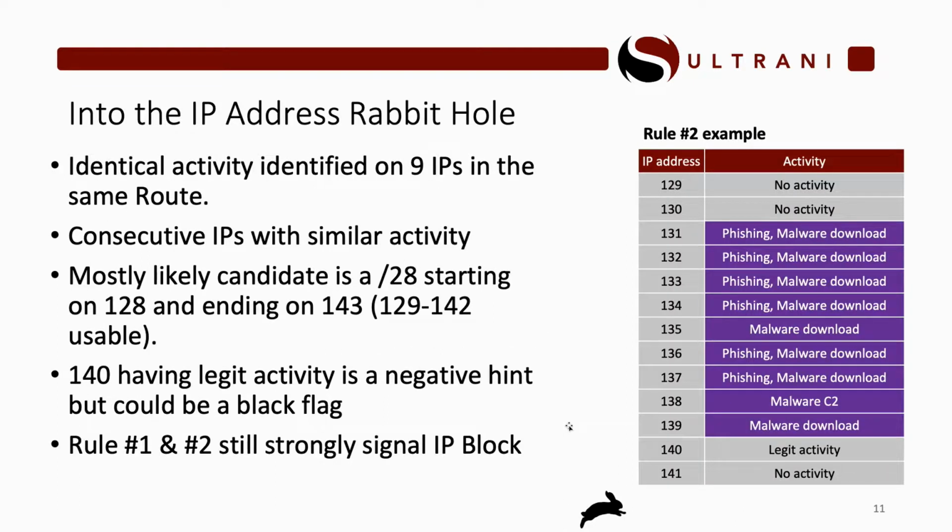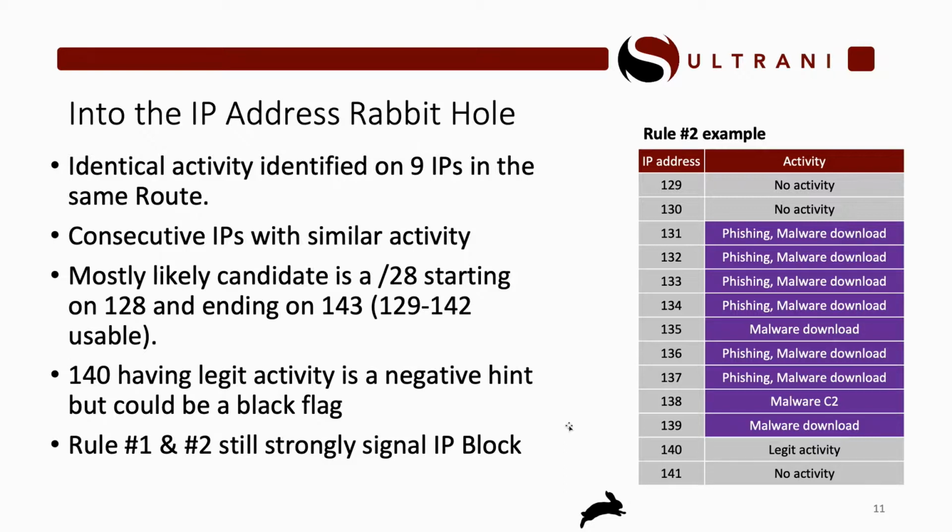So here's rule number 2 example. In this case, we have identical or near identical activity identified on 9 IPs in the same route, from 131 down to 139. So they meet the edge and consecutive rule in number 1. We might look at them and say, okay, this is highly likely to be a /28. It kind of starts on 128, ends on 143, which fits the range.